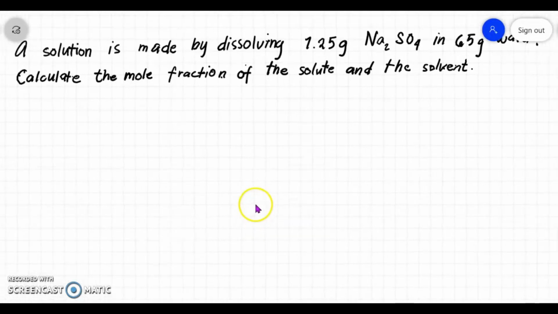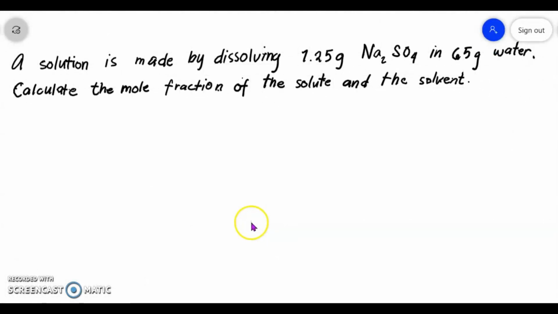So we have the problem. Let's say a solution is made by dissolving 1.25 grams of sodium sulfate in 65 grams of water. Calculate the mole fraction of the solute and the solvent. It is divided into 4 steps, so I'm just going to write this.